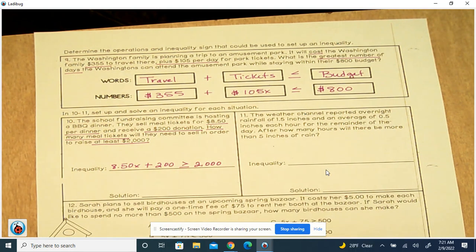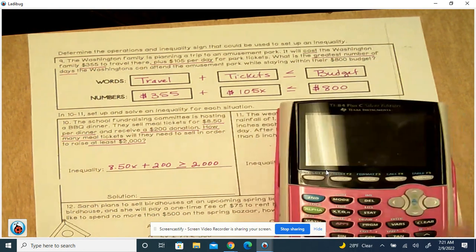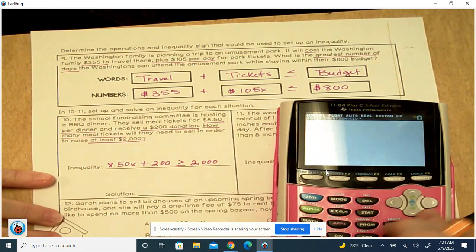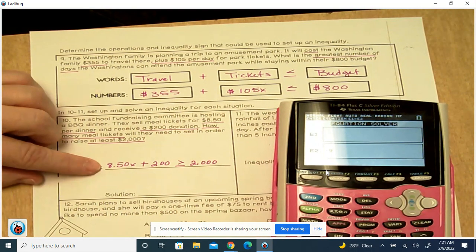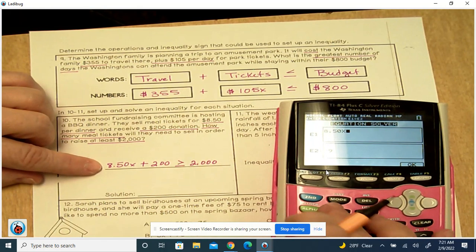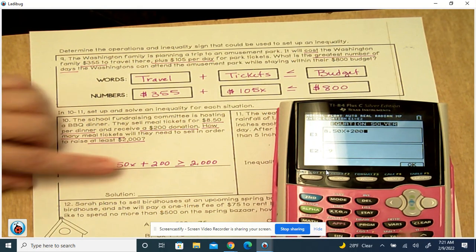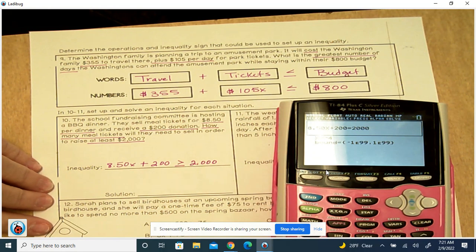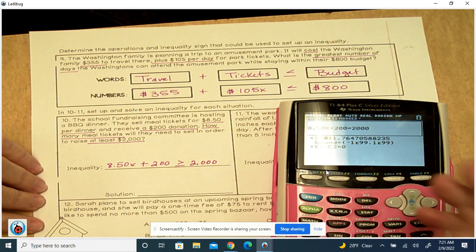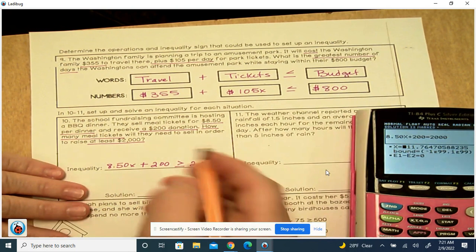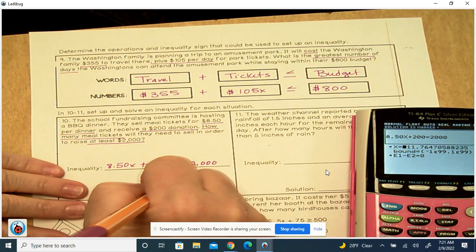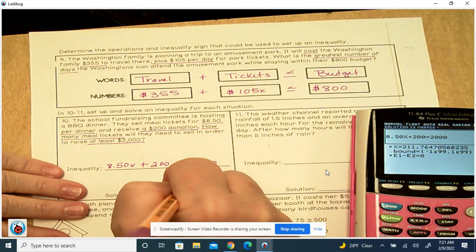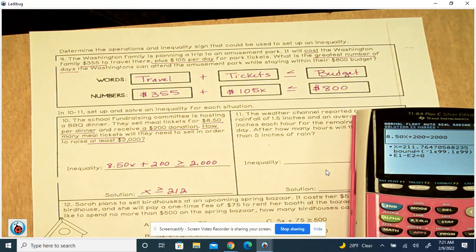Okay, and if we solve that with the calculator, so up here, I got 8.50x plus 200, come down, 2,000, enter, alpha, enter, and I get 211, so rounded off, 212 tickets. So X is greater than or equal to 212.